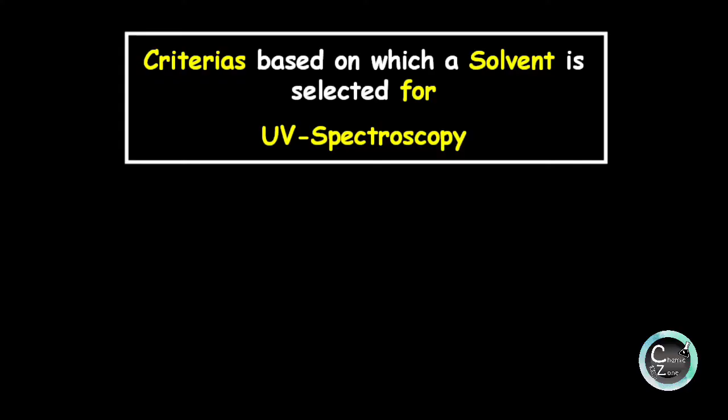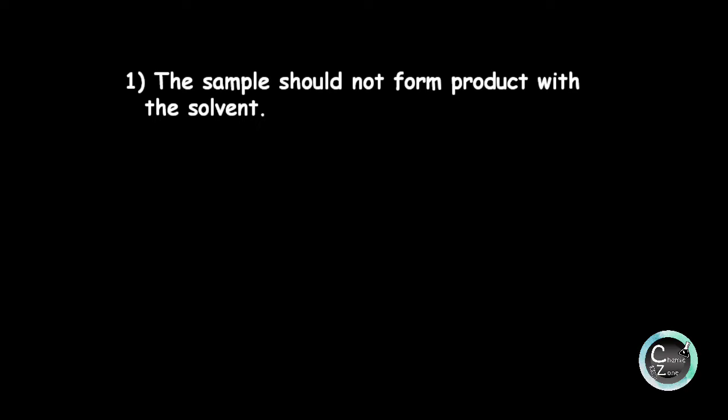In this video, I will tell you about the criteria to be a good solvent in UV spectroscopy. The first criteria is the sample should not form product with the solvent. For example, we can use water as a solvent to determine the UV absorption for potassium permanganate, but we cannot use water as a solvent for determination of UV absorption of potassium dichromate.